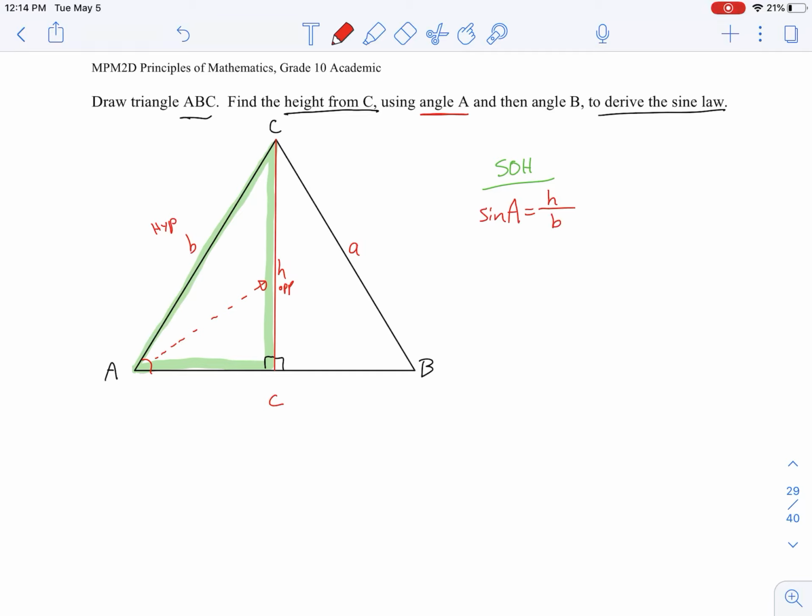I'm going to rearrange this ever so slightly. You'll see why in 2 seconds. Sine A is equal to h over b, so I multiplied both sides by b, and now I have solved for h. I've solved for h in terms of angle A and side b. I don't know what any of these values are, so I can't get an actual number here, but that's as far as we can go.